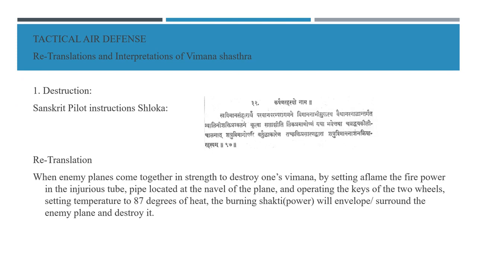This is another shloka in Vaimanika Shastra. It is about destruction, meaning how we can attack something from our Vimana. There are many such guidances in Vaimanika Shastra. When enemy planes come together in strength to destroy one's Vimana, by setting aflame the fire power in the injurious tube pipe located at the navel of the plane and operating the keys of two wheels, setting the temperature to 87 degrees of heat, the burning Shakti or power will envelop, surround the enemy plane and destroy it.